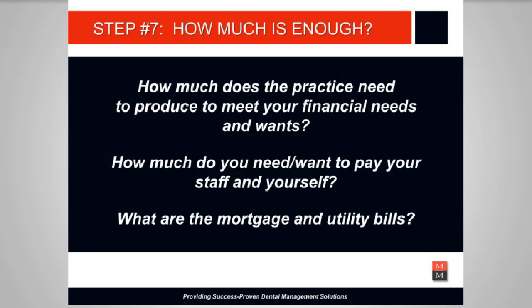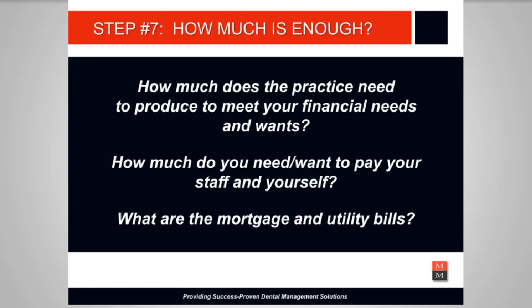So step 7, how much is enough? How much does the practice need to produce to meet your financial needs and wants? How much do you need and want to pay for your staff and yourself? And what are the mortgage and the utility bills at home? When you are setting these practice objectives and production goals and scheduling goals, it's always best to derive the calculation starting from what you have to have.